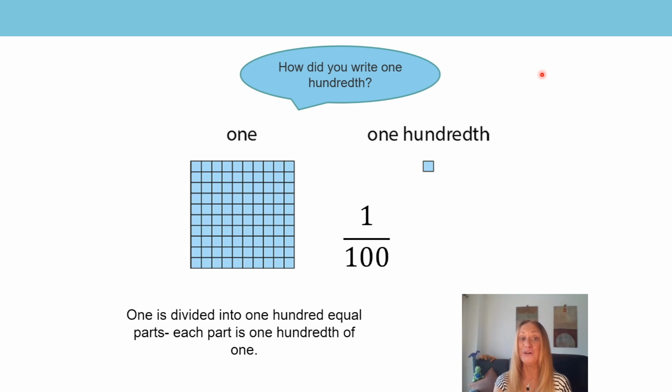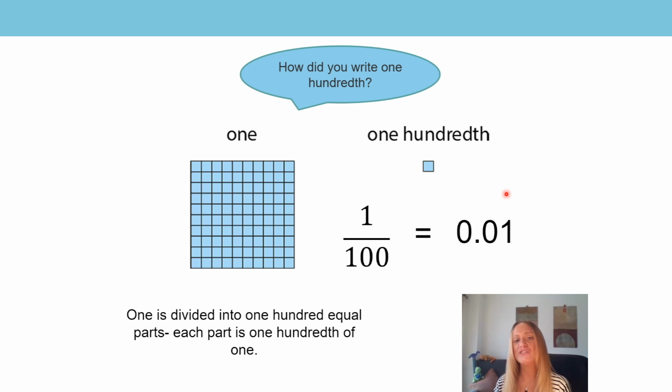Did anybody write it as a decimal? I hope you did. If you didn't, pause me now and quickly write it as a decimal. What did you write? Did you write this? How do we know that that represents 1/100th? What can you tell me about the value of the digit 1? The digit 1 is in the hundredths place. Yes, we have the ones place, the tenths place, and this is the hundredths place. Really well done. So 1/100th in fraction notation is equivalent to 0.01 written as a decimal.